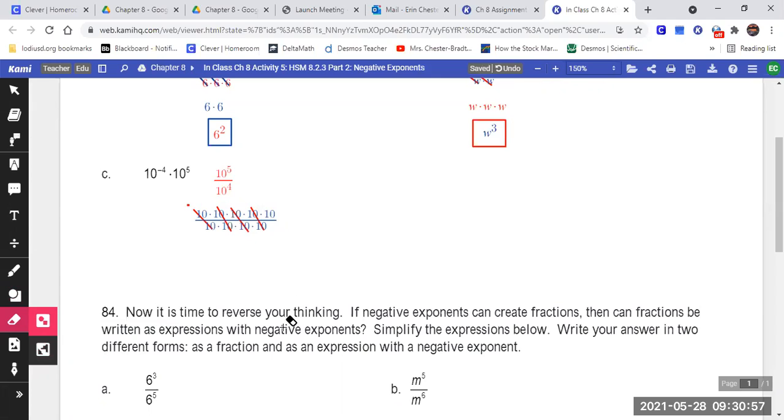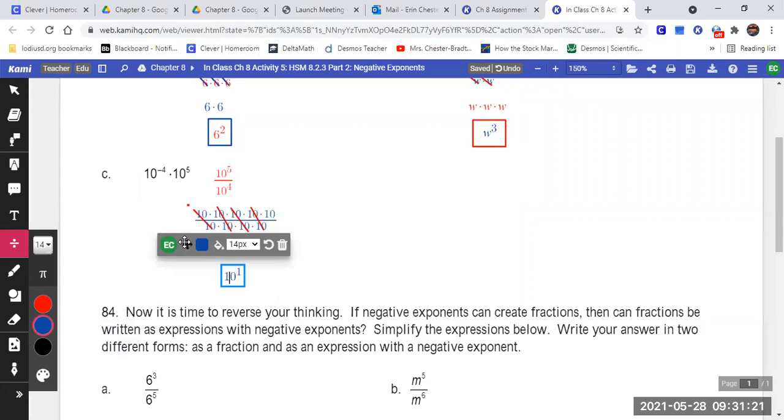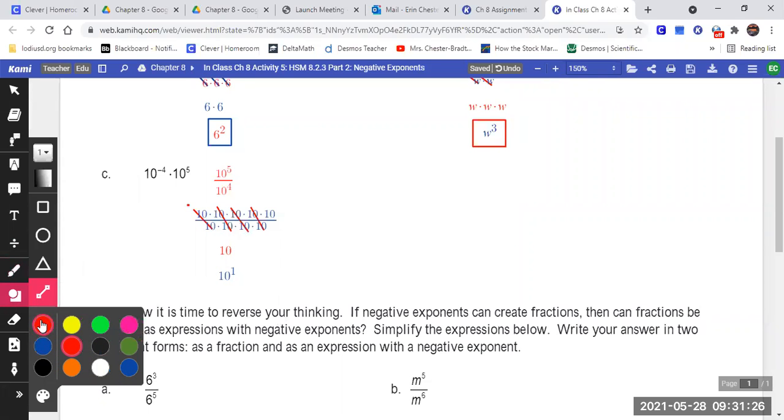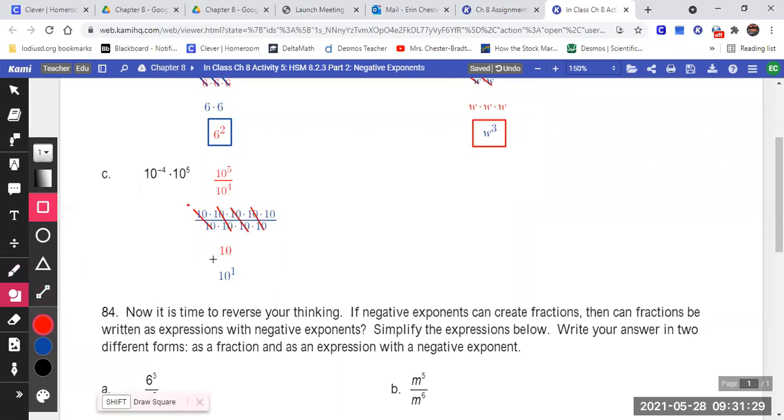So I don't get rid of everything. Okay, so what's left? Now, I want this in simplified exponent form. So what am I going to write? 10 to the first. Yes, because we remember that when we see one of them, the exponent is 1. Just like when we see one variable, it's 1x. When we see one number, it's exponent 1.